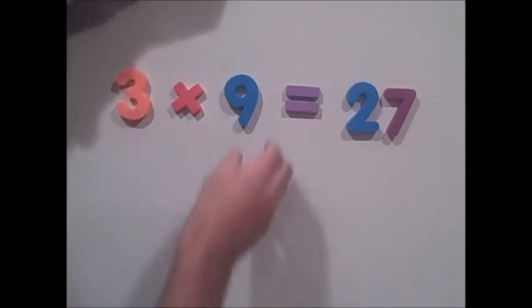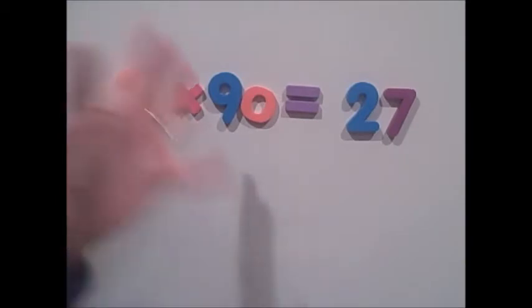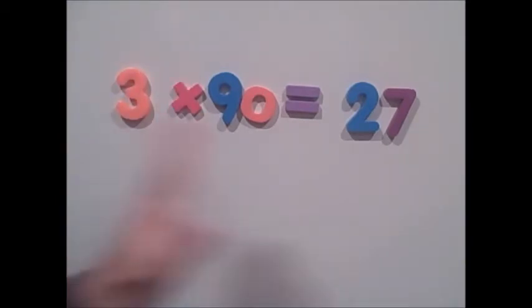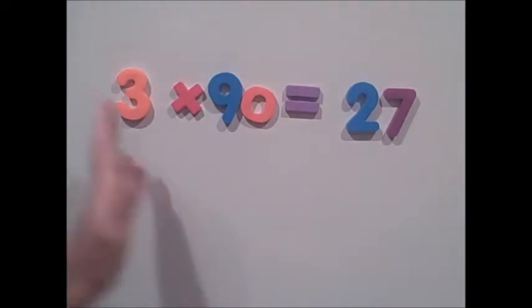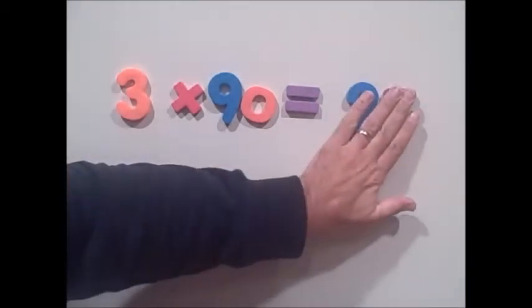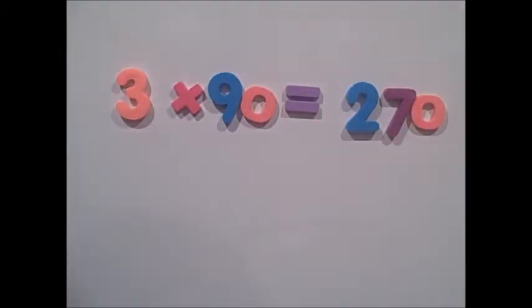Now we all know that 3 times 9 obviously equals a product of 27. If we had 3 groups of 90 or 3 groups of 9 tens, clearly our answer would still start with 27, but instead of 27 ones, we're talking 27 tens or 270.